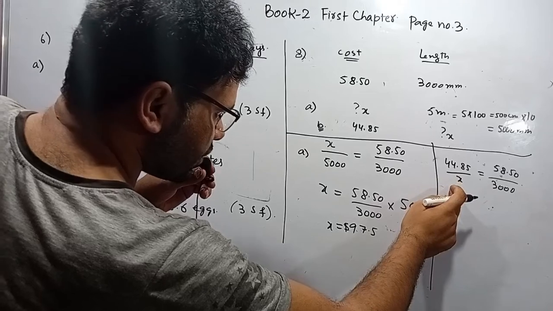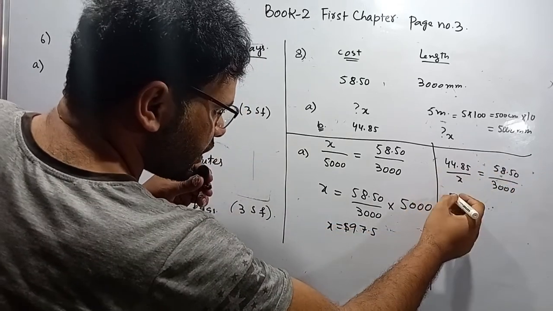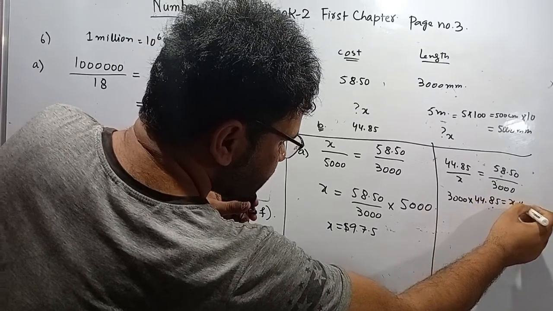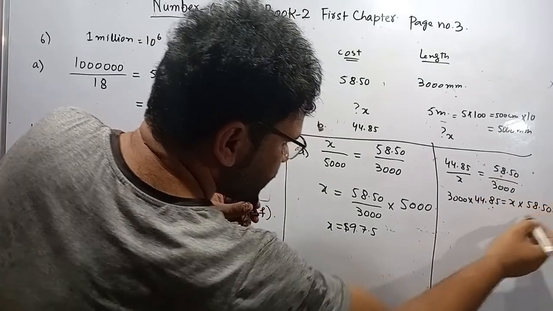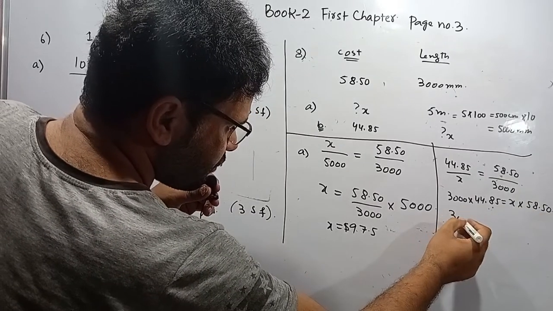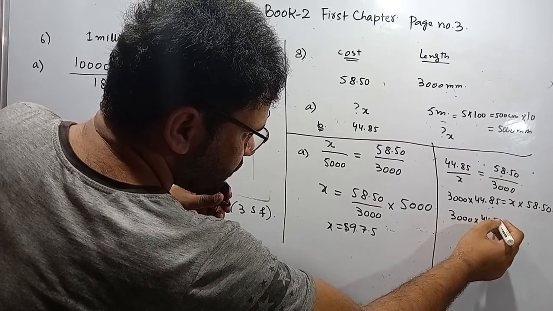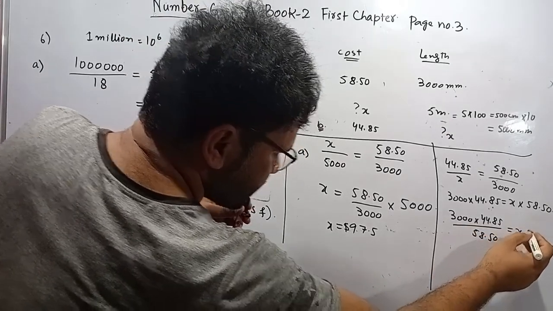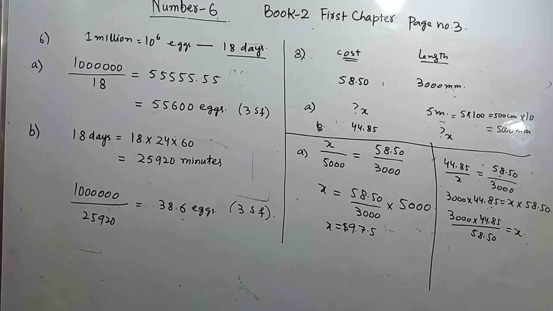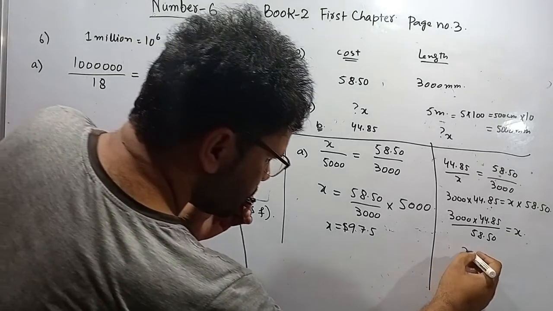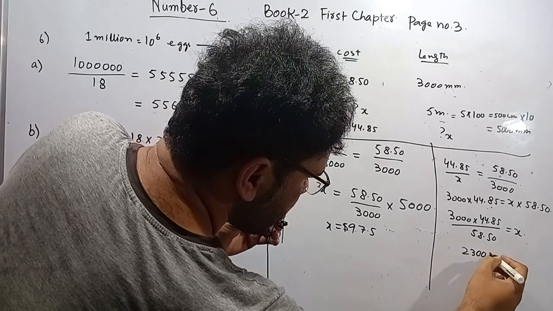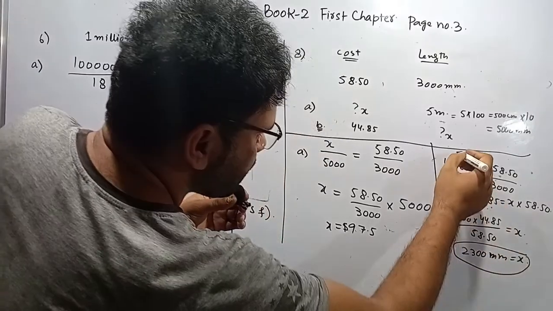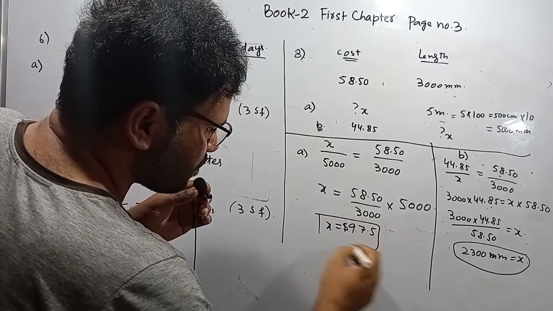You can see how to do this. I will transpose x to there and this 3000 to here. It will become 3000 into 44.85 equals x into 58.50. Then I will transpose this here. It will become 3000 into 44.85 divided by 58.50 equals x. The answer is 2300 mm equals x. This is the answer of part B. This was the answer of part A.